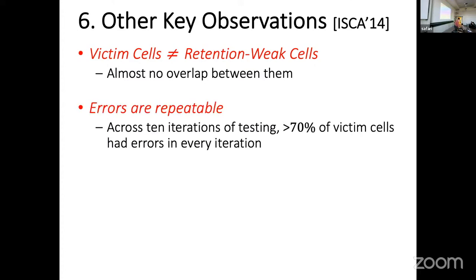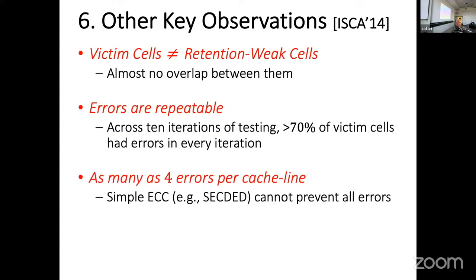Okay, and then errors are repeatable, and this makes it a security problem, actually, because now you can figure out which cells are vulnerable and induce bit flips in those cells. Security problems happen if you can identify which cells are vulnerable and attack them. And later works actually took advantage of this. You get as many as 4 errors per cache line. So simple error correcting codes that are used to detect and correct, let's say, one bit error are not enough. And this number has increased. These are studies from 2012 through 2014. Keep that in mind. The paper you're going to present is going to show a lot more errors.